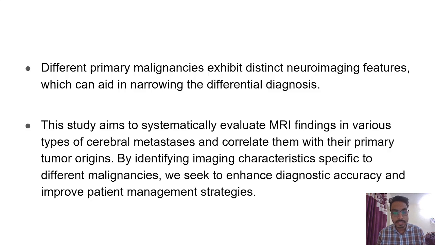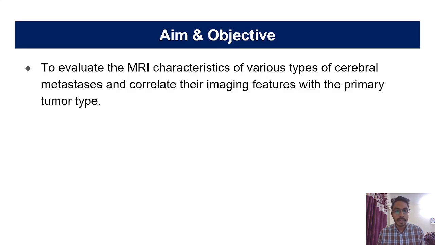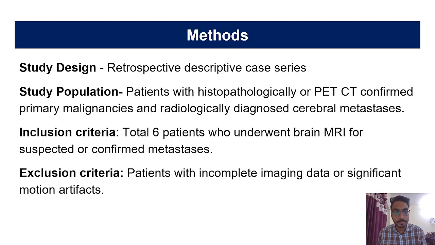This study aims to systematically evaluate MRI findings in various types of cerebral metastasis and correlate them with their primary tumor origins. By identifying imaging characteristics specific to different malignancies, we seek to enhance diagnostic accuracy and improve patient management strategies. The aim and objective of the study was to evaluate the MRI characteristics of various types of cerebral metastasis and correlate their imaging features with the primary tumor type.